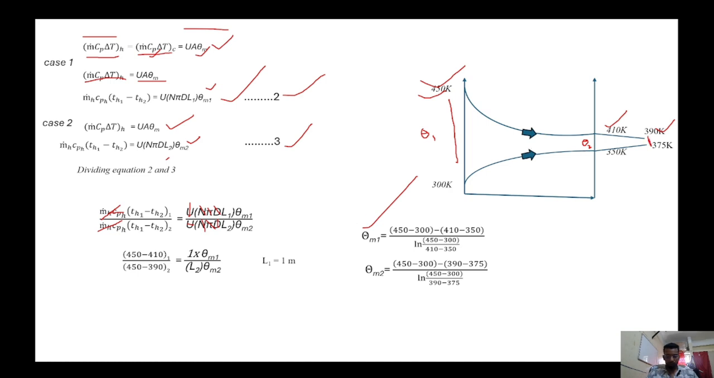So 450 minus 300, 410 minus 350 divided by this, and 450 minus 390 divided by 300 minus 350, divided by this. We'll get theta m1 as 98.2 and theta m2 as 58.6. Finally, after calculating, the length of each tube for cooling to 390 instead of 410 will come to 2.51 meters. I hope you understand this question, and if you have any doubt, just comment below. Okay, next question.